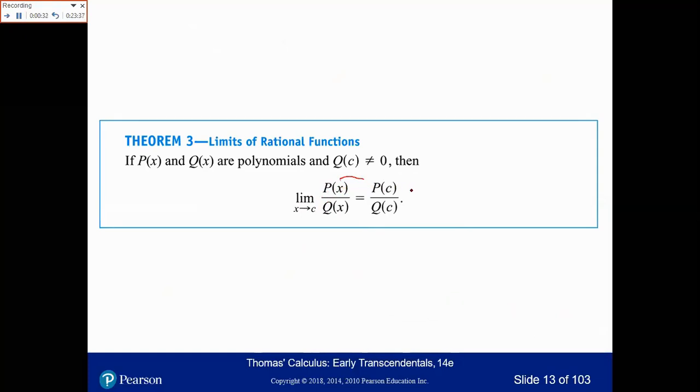And I could rewrite it like this. It's limit as x goes to c of p of x divided by limit as x goes to c of q of x. You know what I mean? Limit of the whole thing is limit of the numerator by itself divided by limit of the denominator by itself, okay? And that's going to give you what? Limit of the numerator will give you just p of c. Limit of the denominator will give you what? q of c. Correct? Yes. Good. Let's get going then.